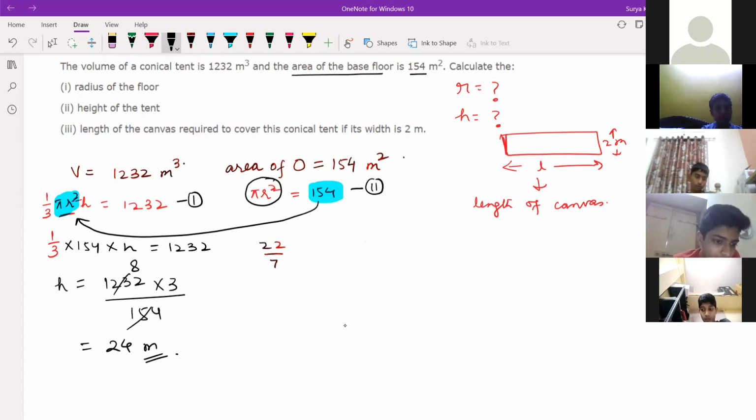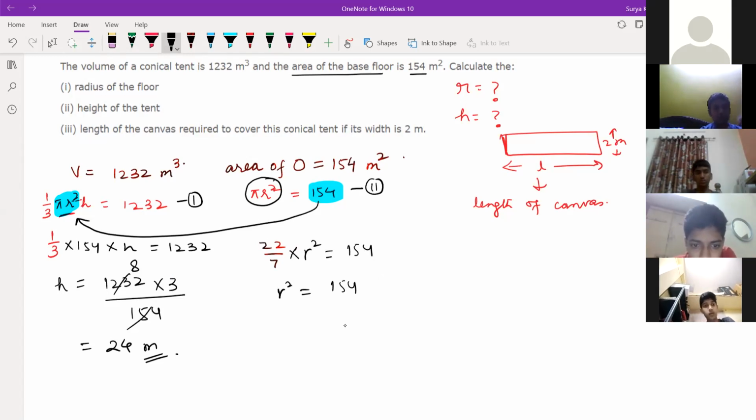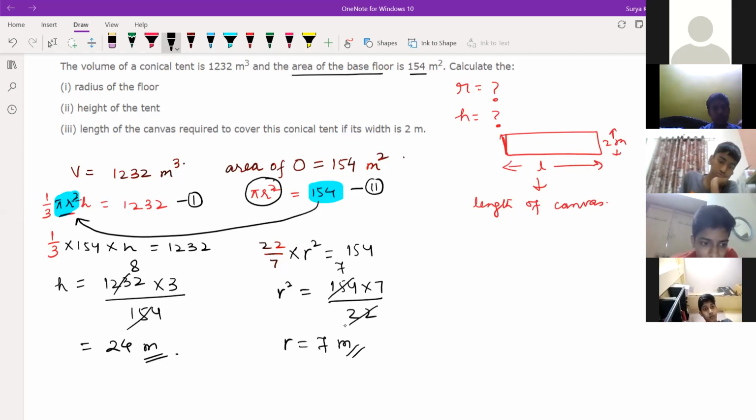Now see, we are finding radius. So 22 by 7 into r square is equals to 154. So r square is equals to 154 into 7 divided by 22. So 22, what will come? This will go by which table? 7. So r is equals to 7. This is clear, Akshat? Yeah, sir. So radius you understood, height also you understood.